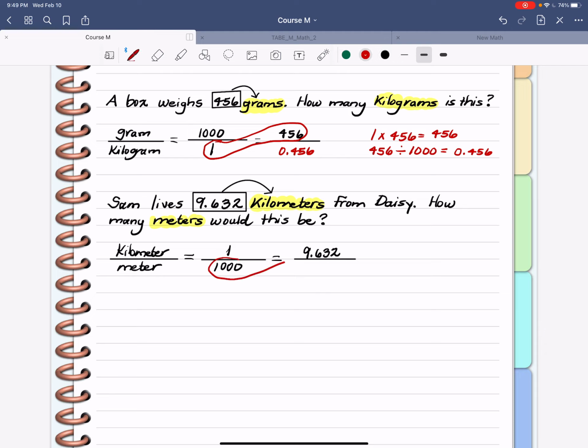And let's multiply. 9.632 times 1,000. Again, you can use your calculator or you can just move that decimal 3 places to the right. However you prefer to do it. I'm giving you time to do that. So that's 9632. Then divide that by 1. Is still 9632. So in terms of meters, it's 9,632 meters.